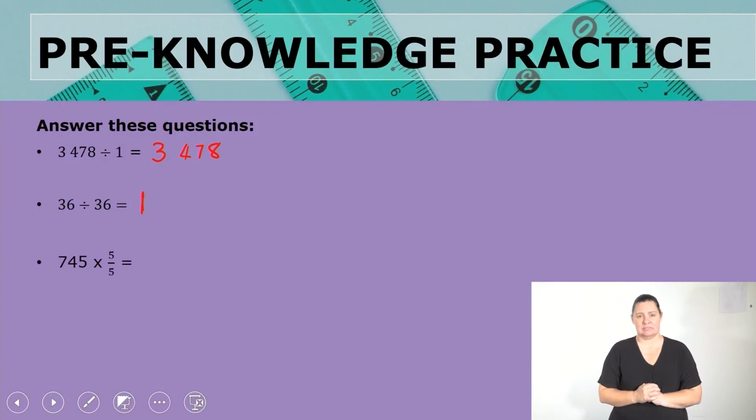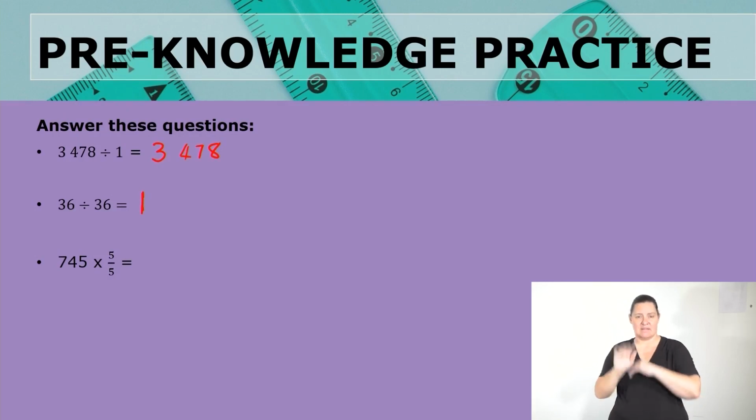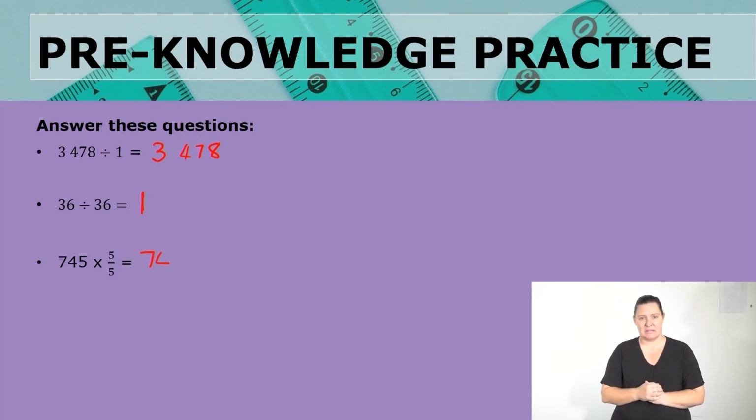Our next one is 745 multiplied by 5 divided by 5. Again, the same number divided by itself will give us 1. So this is 745 multiplied by 1, because 5 divided by 5 gives us 1. So 745 multiplied by 1 is an answer of 745.